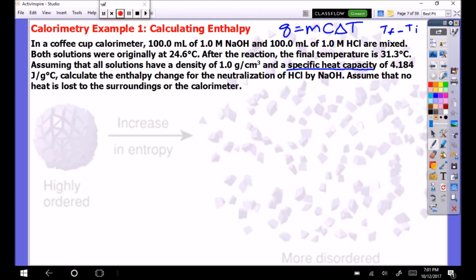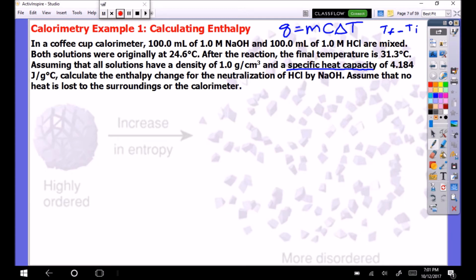Okay, so in a coffee cup calorimeter, we have 100 milliliters of 1 molar sodium hydroxide and 100 milliliters of 1 molar hydrochloric acid, and they're mixed together. Both solutions were originally 24.6 degrees Celsius. After the reaction, the final temperature is 31.3 degrees Celsius, assuming that all solutions have a density of 1 gram per cubic centimeter and a specific heat capacity of 4.184 joules per gram degree Celsius. Calculate the enthalpy change for this neutralization.